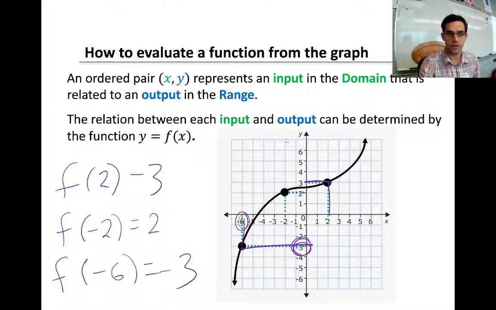So I know that the point (2, 3) is on this curve. The x value, the input, is 2. The y value, the output, is 3. So if I use function notation, I could say f of 2 equals 3. Anyways, another point on the curve, the x value is -2 and the y value is +2. So I could say, using function notation, that f of -2 is +2. And for the same reason, I could say f of -6 is -3.